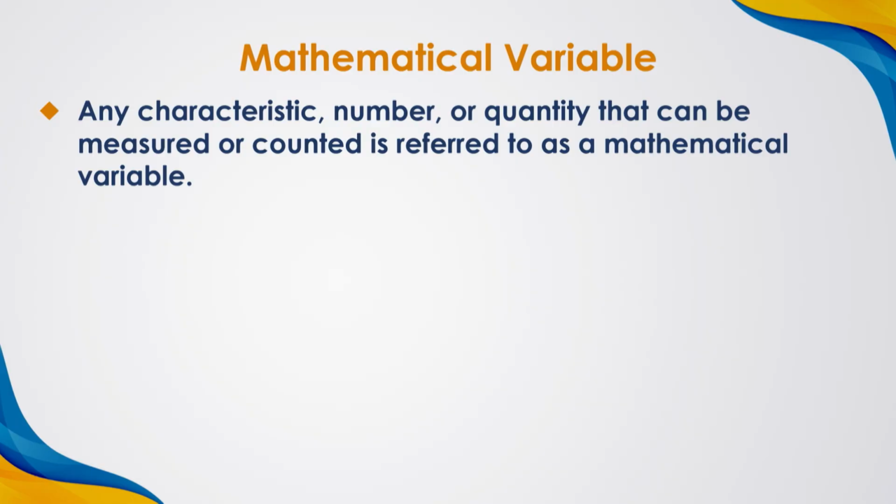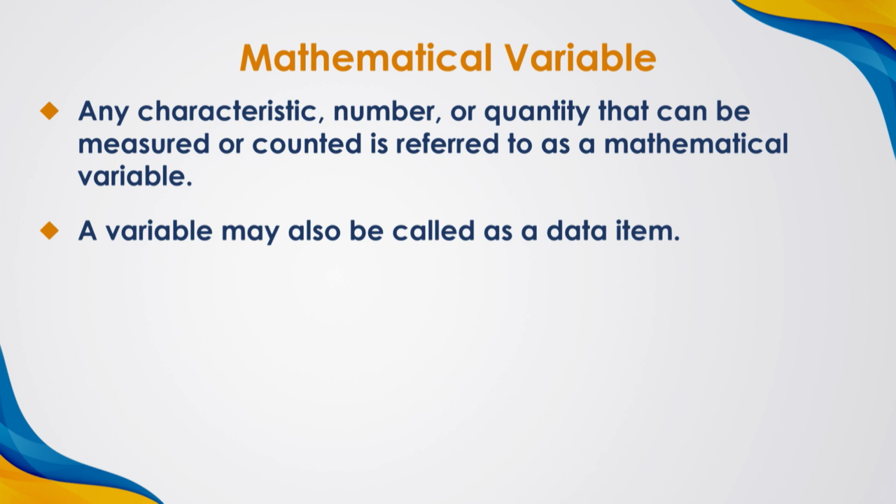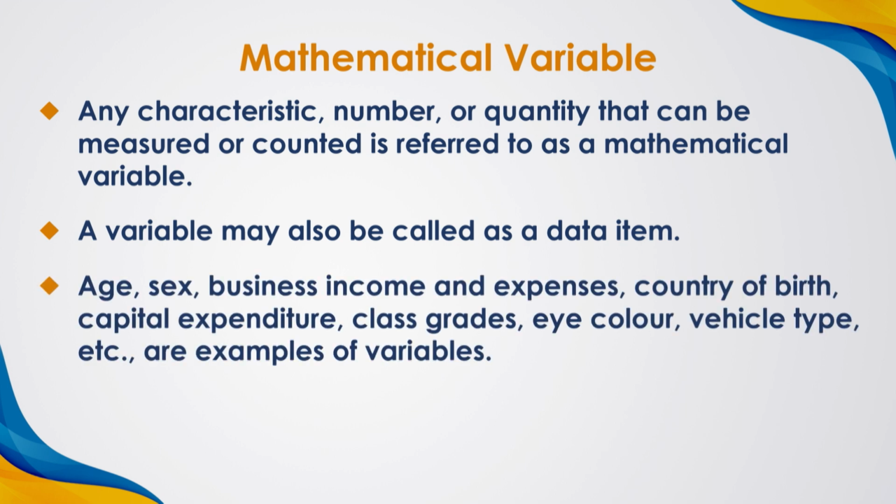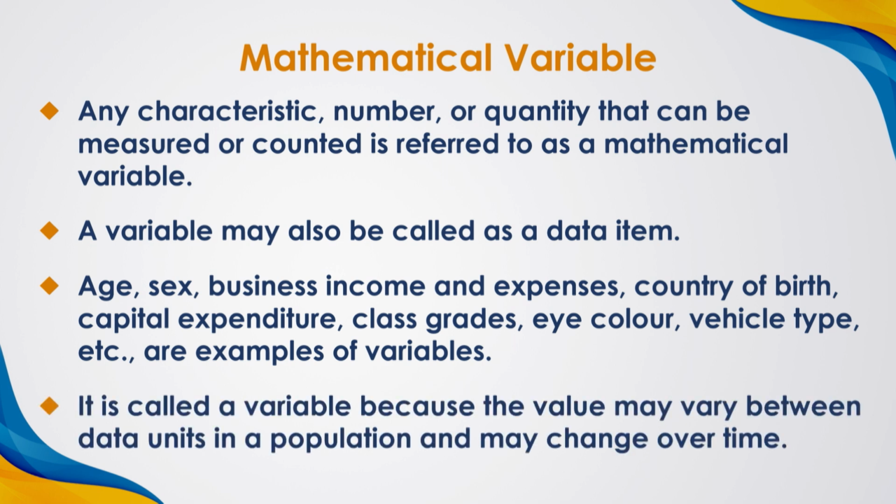Now, what do you mean by a mathematical variable? Any characteristic, number or quantity that can be measured or counted is referred to as a mathematical variable. So, a variable may also be called a data item. Age, sex, business income and expenses, country of birth, capital expenditure, class grades, eye color, vehicle type, etc. may be considered examples of variables. It is called a variable because the value may vary between data units in a population and may change over time.